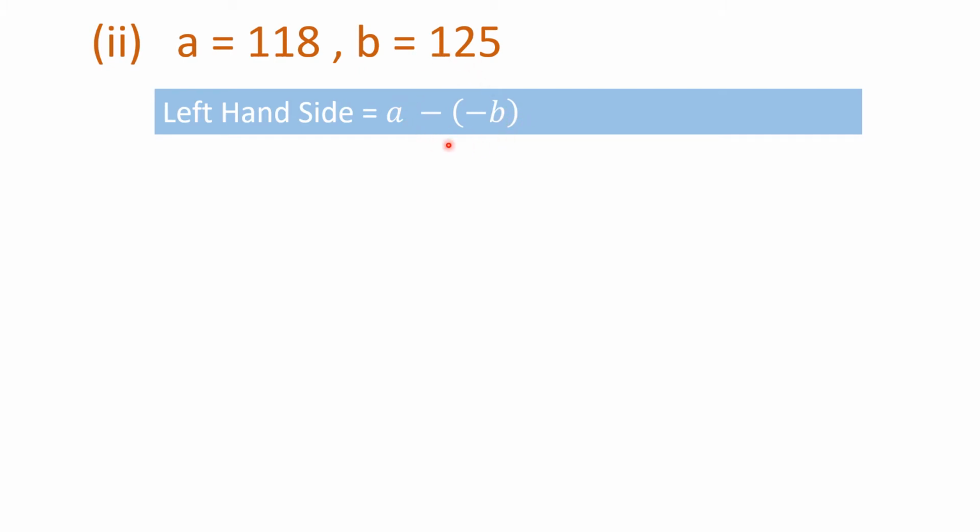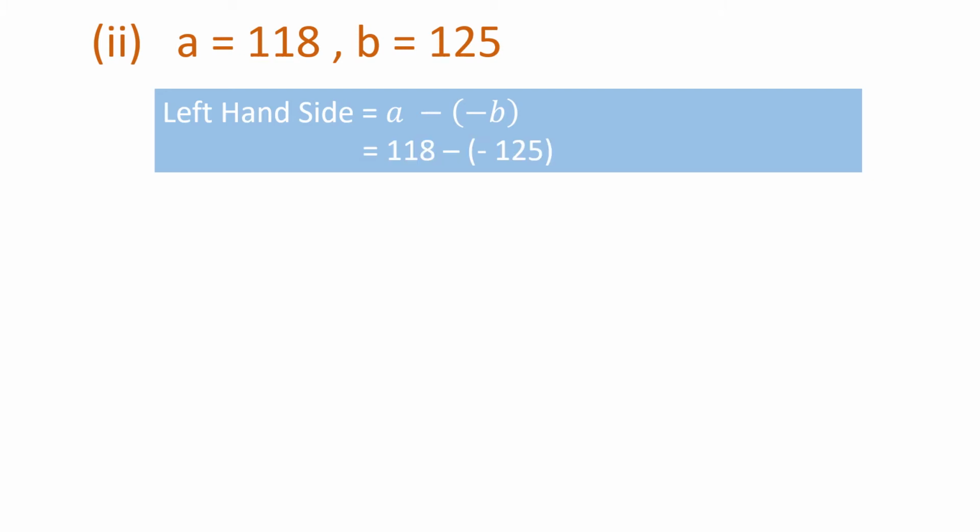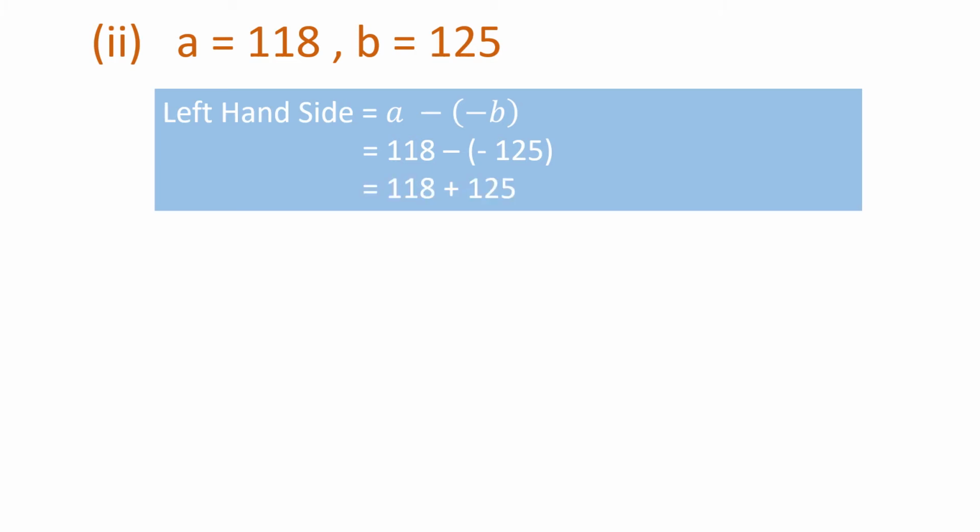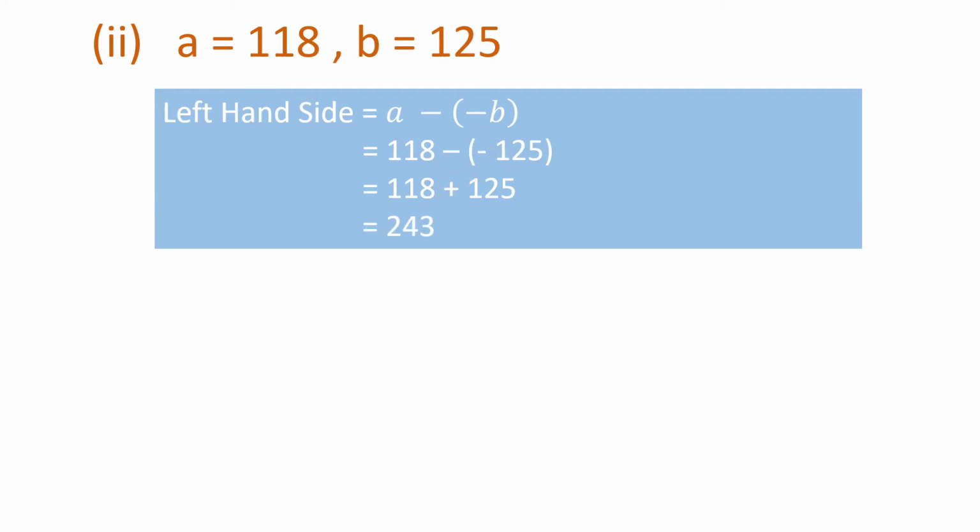We just need to substitute, or put in place of a and b, these numbers that are given in the question, right? So in place of a, I will write 118, and in place of b, I will write 125. Using integer addition again, minus minus becomes plus. So 118 plus 125, as you can see, minus minus will become plus. 118 plus 125, we get 243.